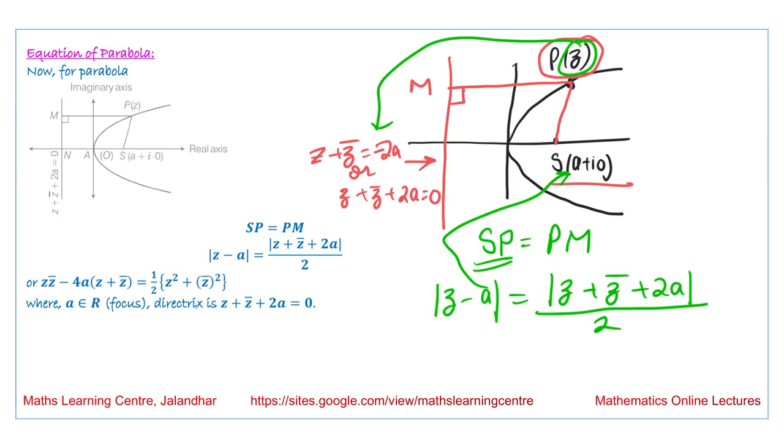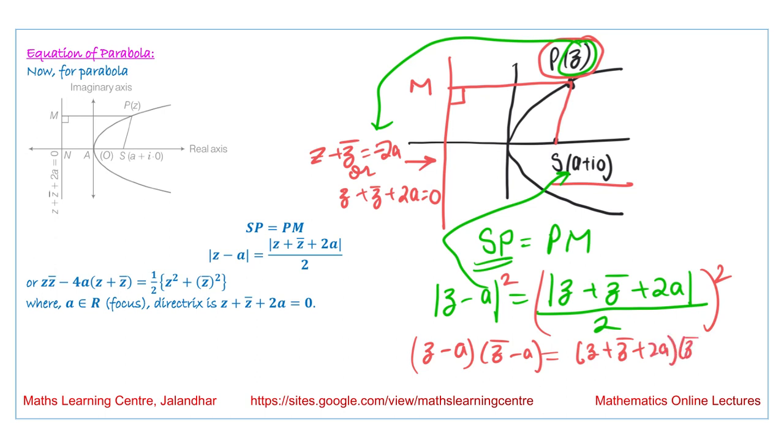So if we solve these equations, we square both these values, and we can write them in the form z minus a into z bar minus a equal to z plus z bar plus 2a into z bar plus z plus 2a divided by 4. So, on cross multiplying and solving, we obtain that the equation of the parabola is in this form: z into z bar minus 4a into z plus z bar is equal to 1 by 2 into z square plus conjugate of z square, and the directrix is z plus z bar plus 2a equal to 0, where a belongs to r. So this is the equation of the parabola.